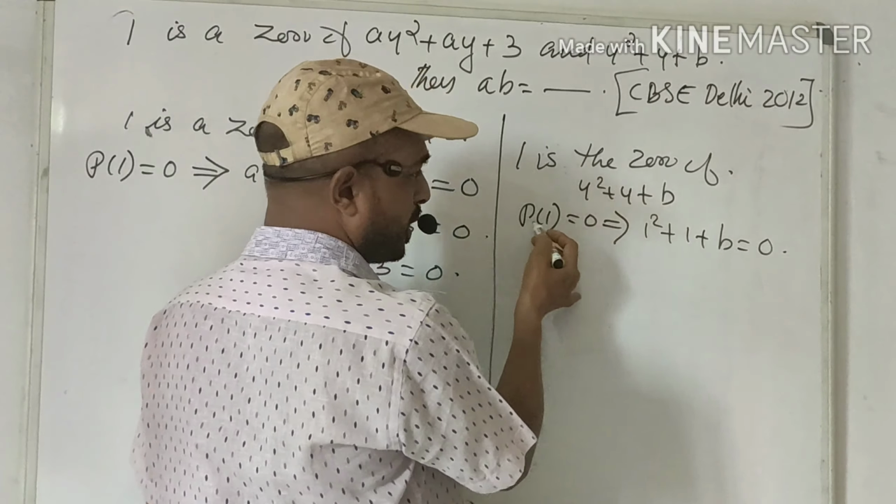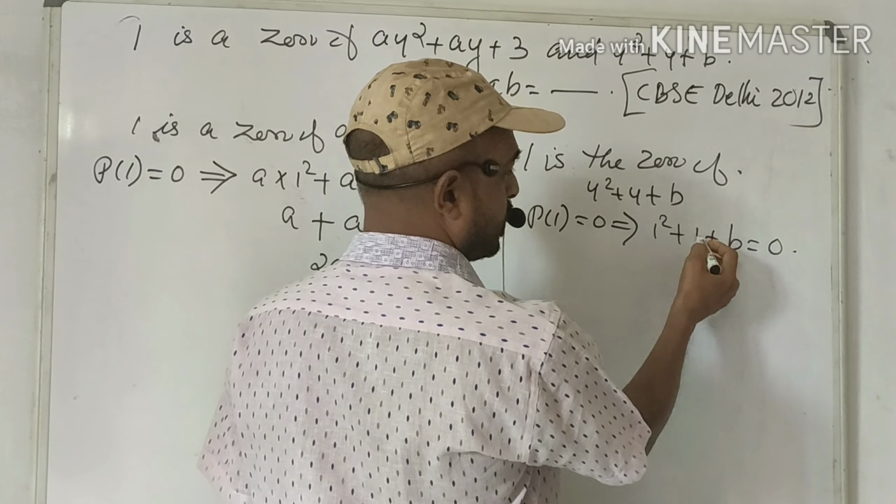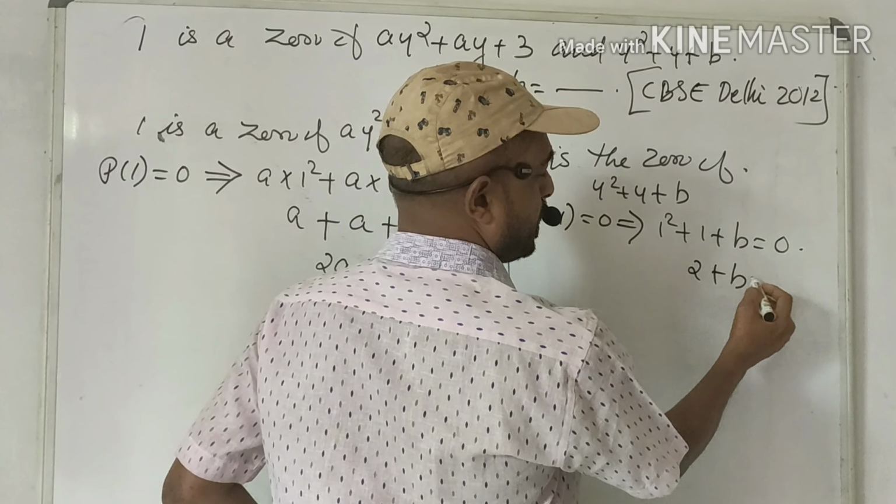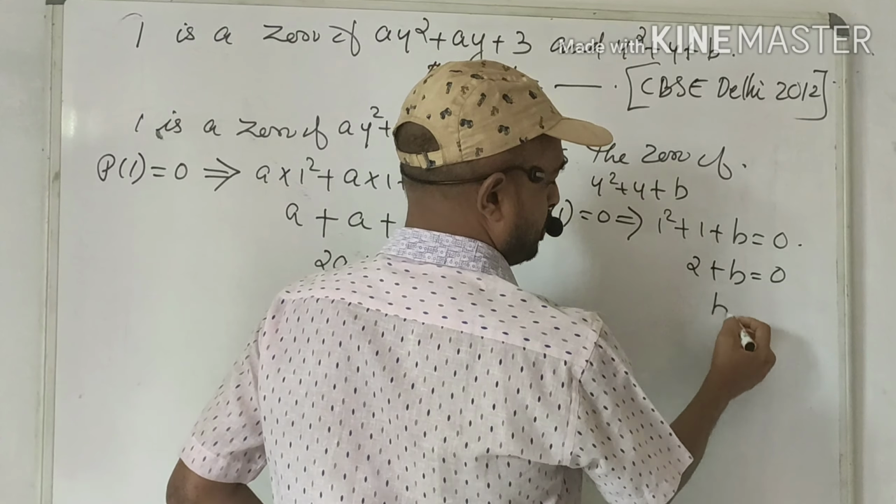Simply substitute y equal to 1. 1 square plus 1 plus b equal to 0. What is 1 square? 1. 1 plus 1? 2. 2 plus b equal to 0. What is b? B equal to minus 2.